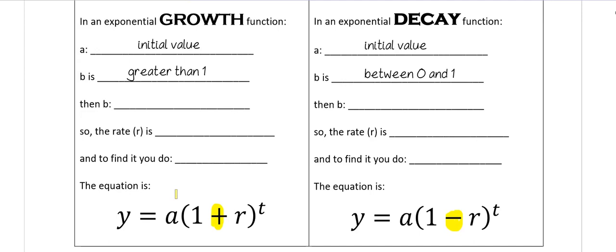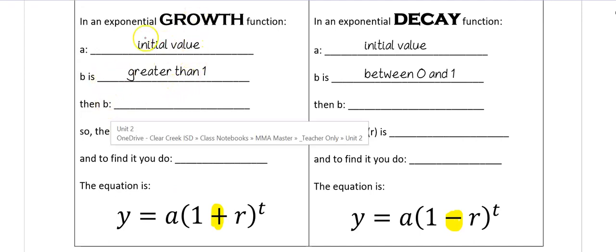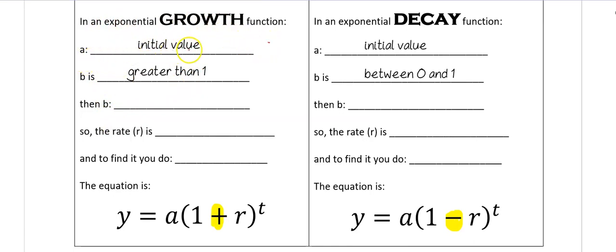All right. So we're going to look at how you find this information. In an exponential growth function, A is the initial value, and B is greater than 1. I want you to see the correct terminology. Then that means B is a growth factor. That is the factor. It is a growth factor.